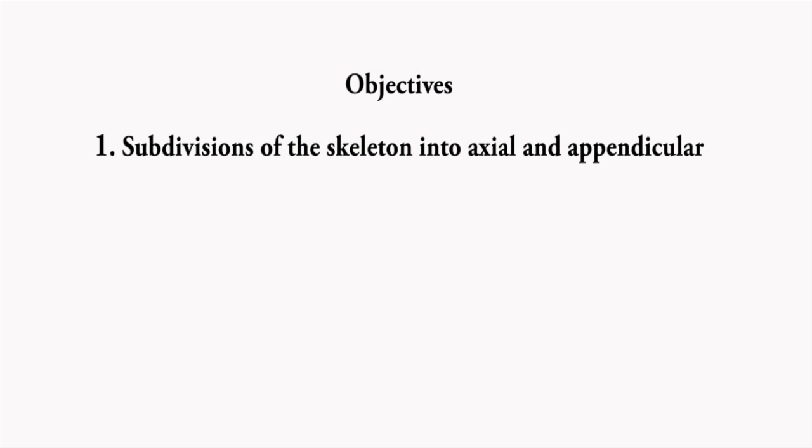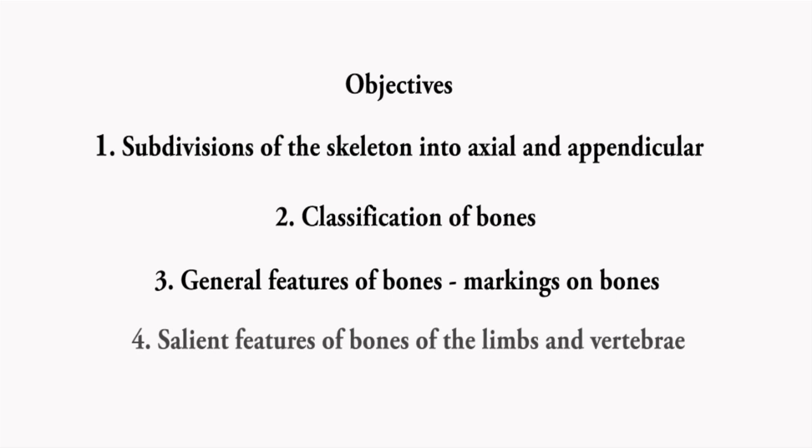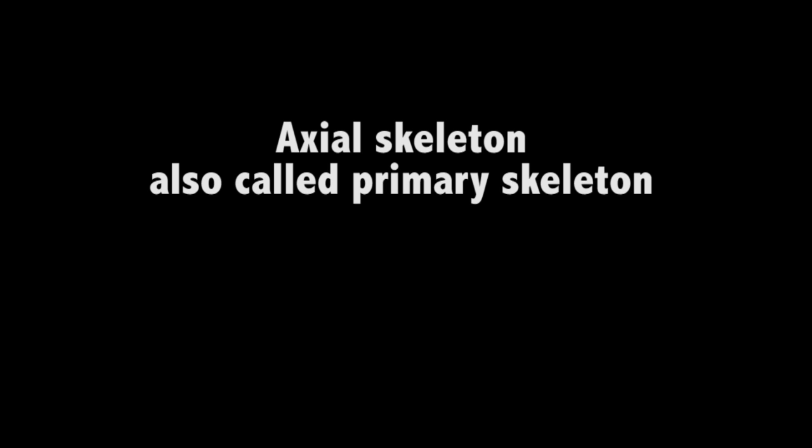In this video, I'll describe the subdivisions of the skeleton into axial and appendicular, general features of bones, and salient features of various bones. The axial skeleton is situated in the midline. This is also called the primary skeleton.